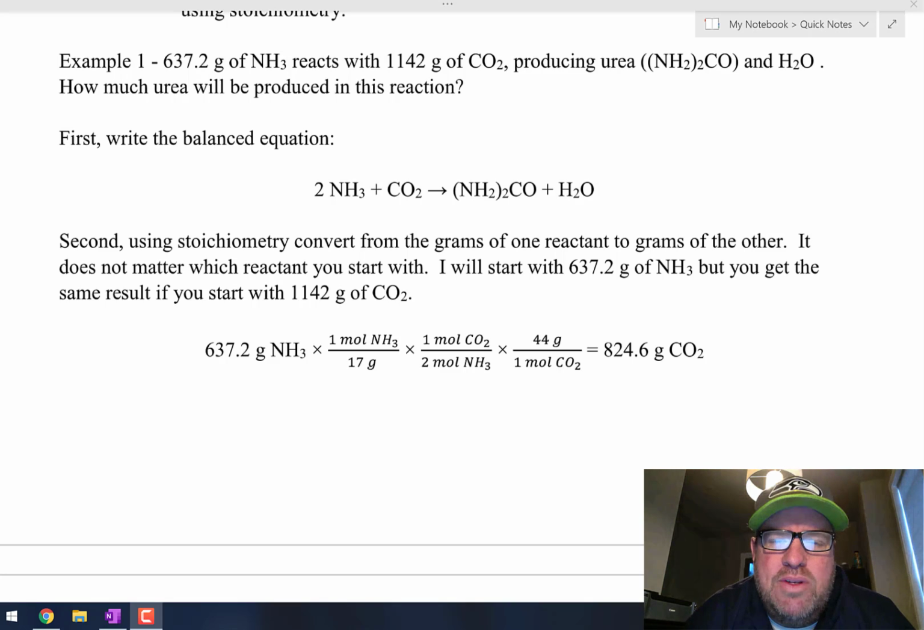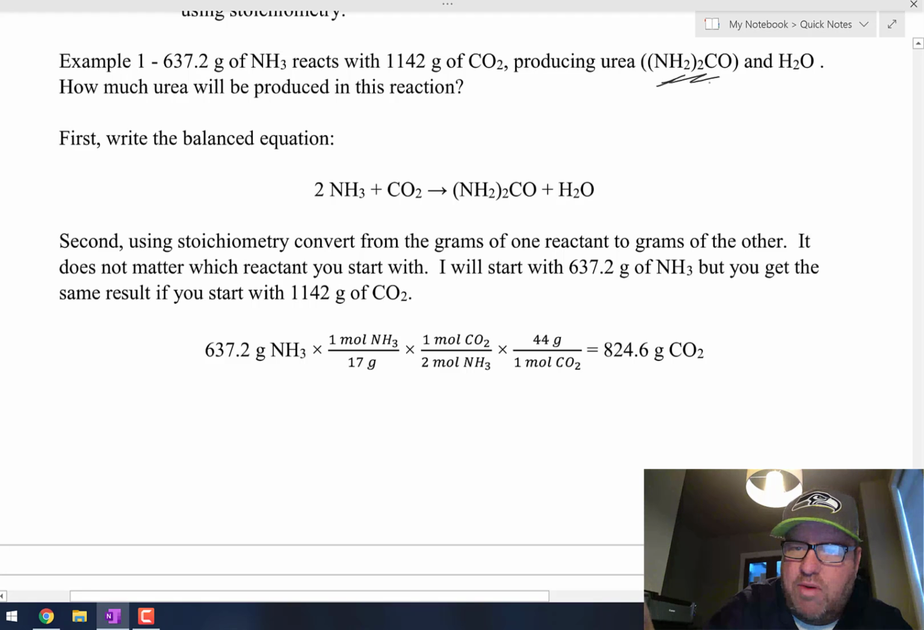All right, here's a couple of examples of how to do some limiting reactant problems. Example 1 says 637.2 grams of NH3 reacts with 1142 grams CO2, producing urea and water. How much urea will be produced in this reaction? Of course, I wouldn't expect you to know the chemical formula of urea and any of these chemical formulas. I give them to you.